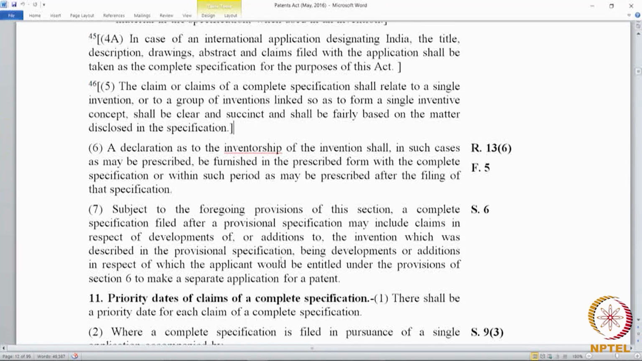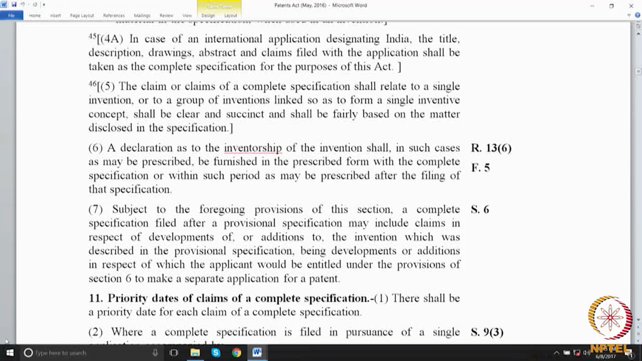So, subsection 7 tells us that once a provisional specification is filed and is followed up by a complete, any development or improvement or addition made after the filing of the provisional specification can be claimed in the complete specification, but it will have a different priority date.